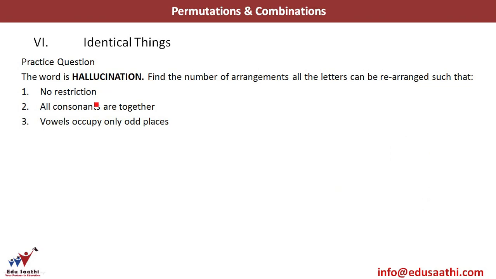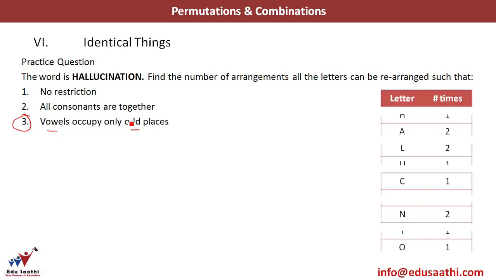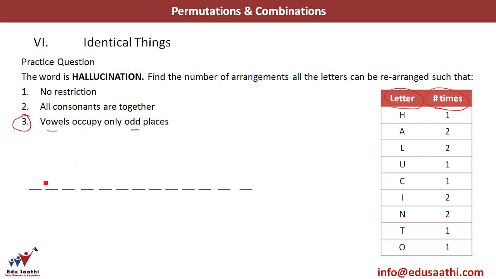So now we move on to the third part. Here what is given is that the vowels should occupy only the odd places. Again, these are the number of letters, and these are the corresponding letters as in the previous case. Now I have drawn here 13 dashes because the word hallucination has 13 letters. So this is the first space, the second, third, fourth, fifth, sixth, seventh, 8th, 9th, 10th, 11, 12 and 13.